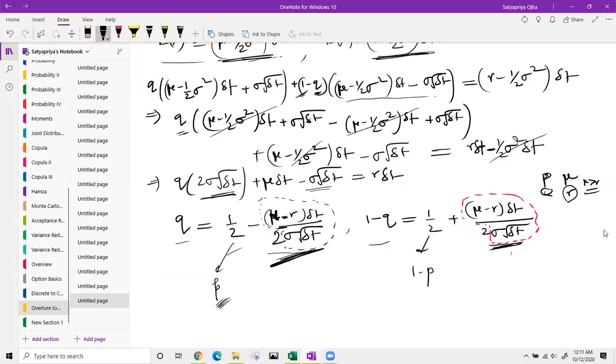In one step, the physical growth rate is mu delta t, physical drift is mu delta t, risk neutral drift is r delta t. Below you have the standard deviation of that step. Does it ring a bell?